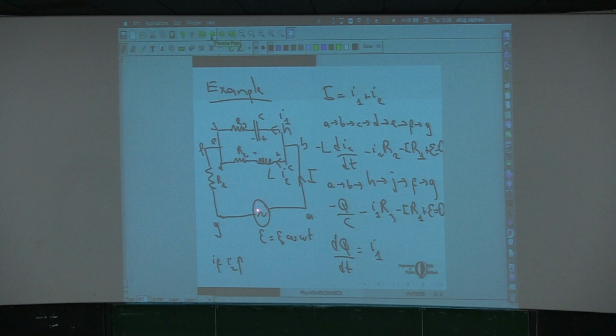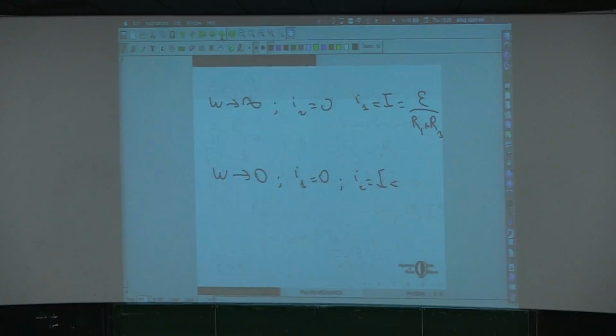So we have a single circuit with a constant potential difference over here and two resistors in series. And hence the current will be epsilon over R1 plus R2 this time. Again, in this limiting case, we know what the answer should be.